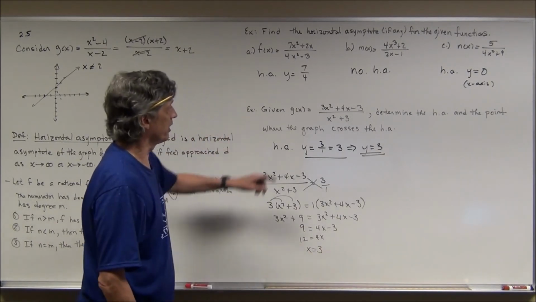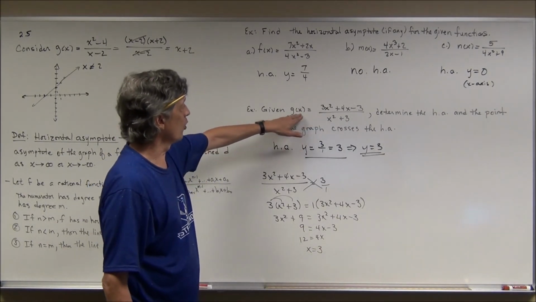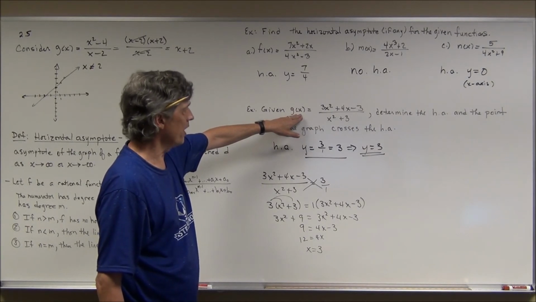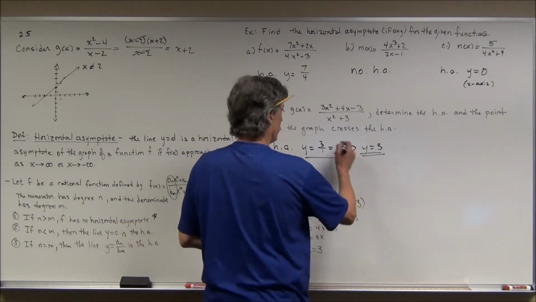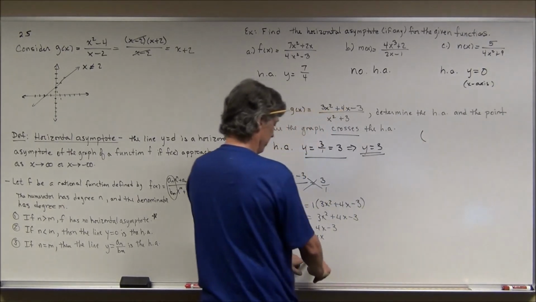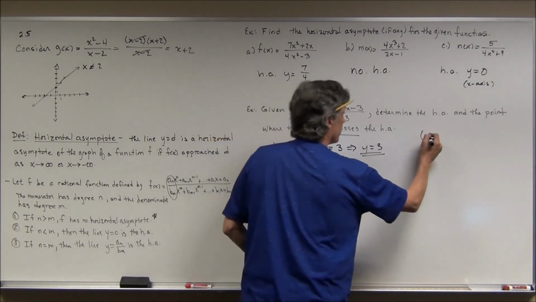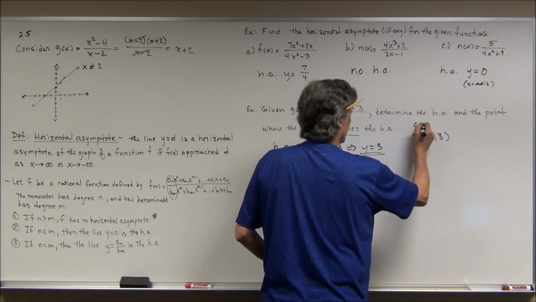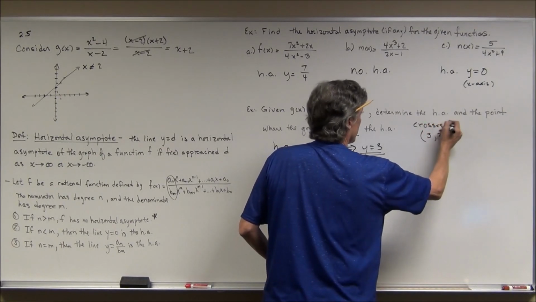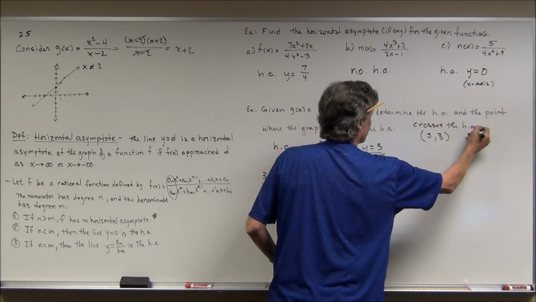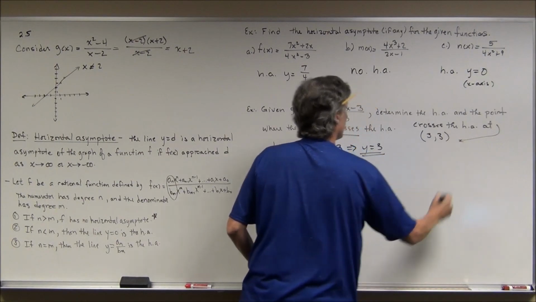So when x is 3, and you plug it in, it gives you a y value of 3. So at the point, where does it cross? It crosses at the point (3, 3). It crosses the horizontal asymptote at (3, 3).